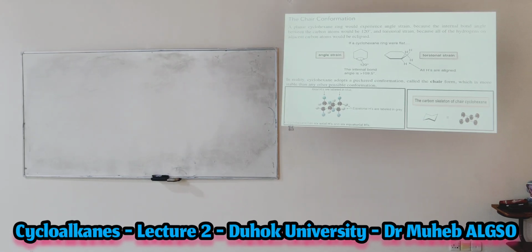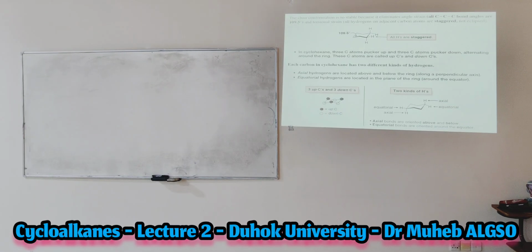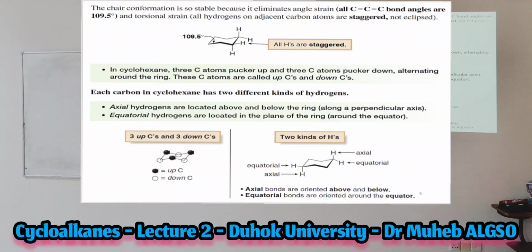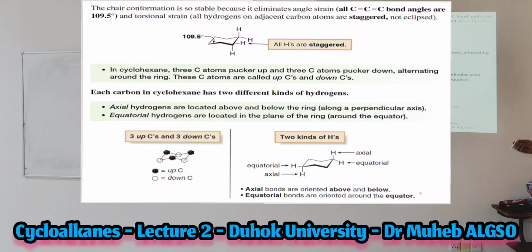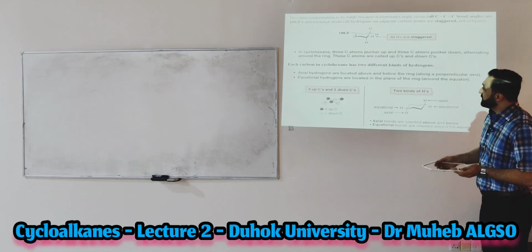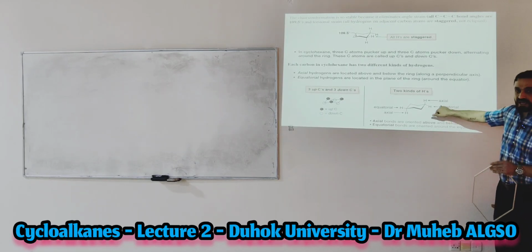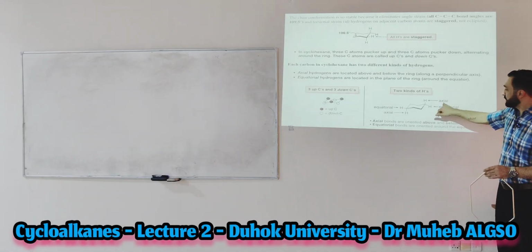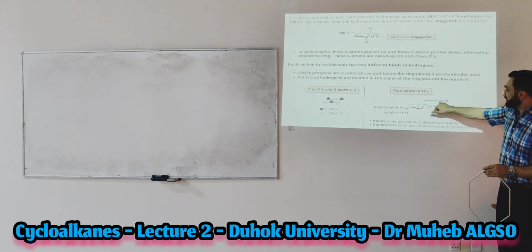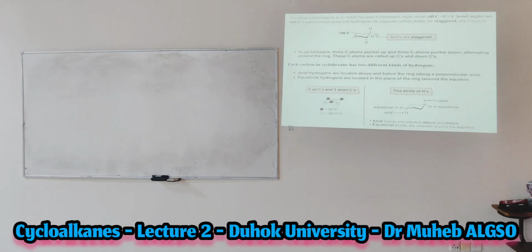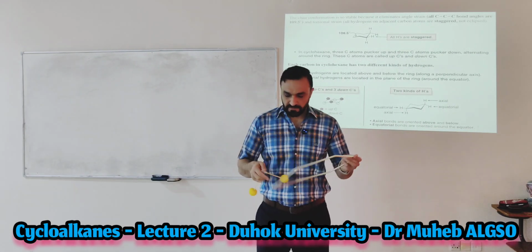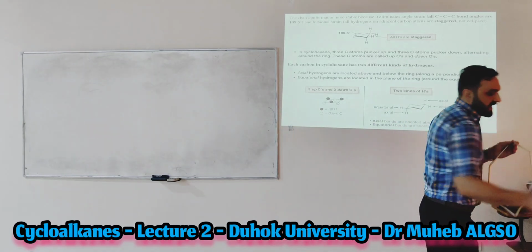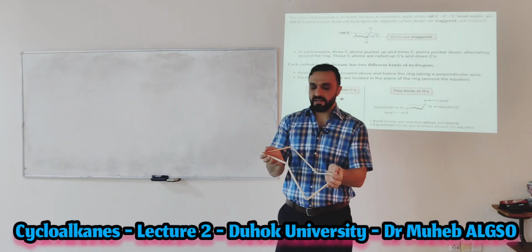So, what he said here, if we go here, for every carbon atom that has 2 hydrogens, one of them will be equatorial, as we said in the last lecture. One will be equatorial, and one will be axial. So, if we say, for example, this is the chair form for the cyclohexane.